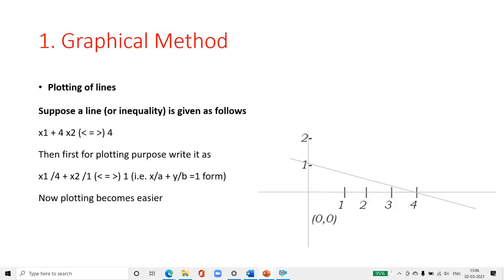Before starting the procedure, we discuss plotting of lines, how to plot a line. Suppose a line or inequality is given as x1 plus 4x2 less than or equal to, or greater than or equal to, 4. For plotting purposes, first write it as x1 divided by 4 plus x2 divided by 1 less than or equal to, or greater than or equal to, 1. That is the form x divided by a plus y divided by b equal to 1. So now plotting becomes easier, and this is the graph for this equation.